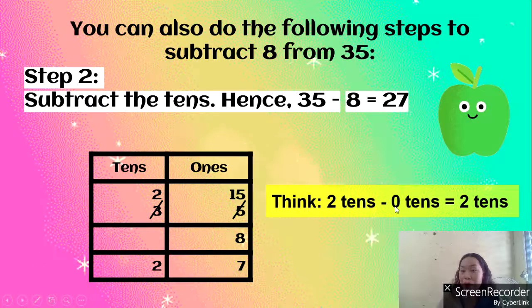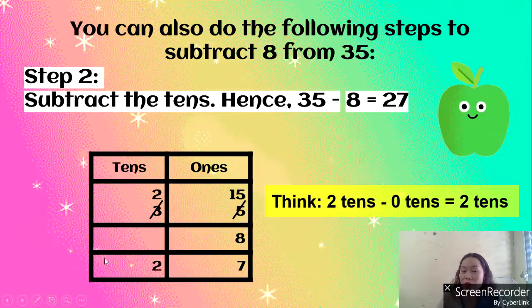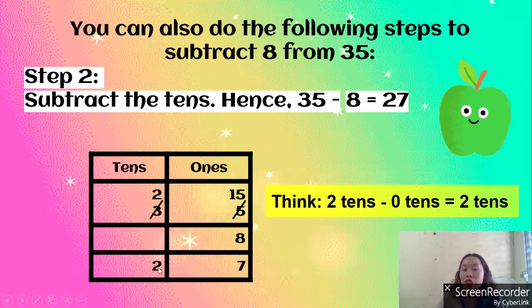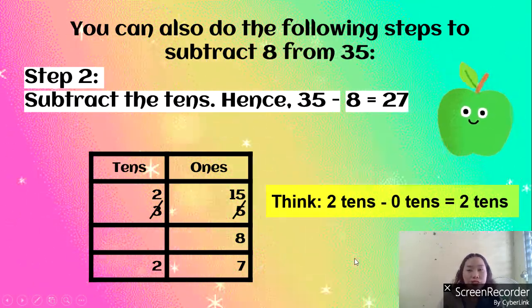So, 2 tens minus 0 tens equals 2 tens. So, wala naman tayong minus dito kay 2 tens. So, i-bring down na lang natin si 2. Okay? So, the answer is 27.